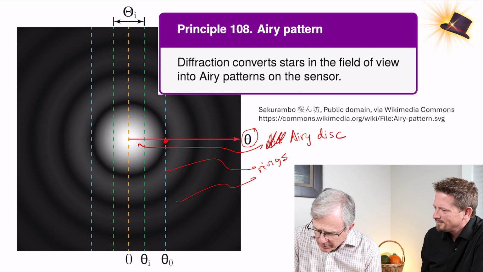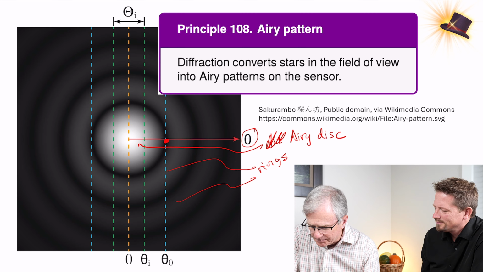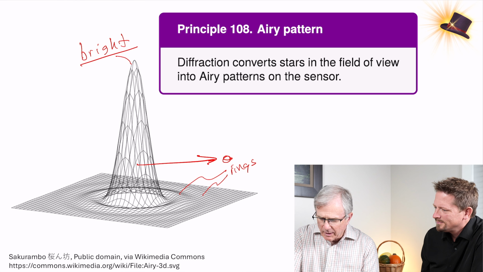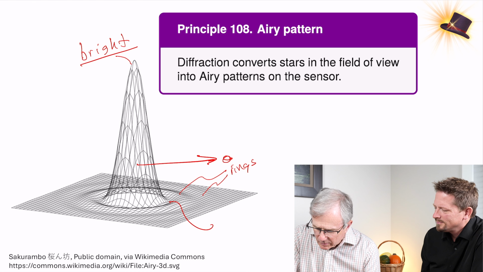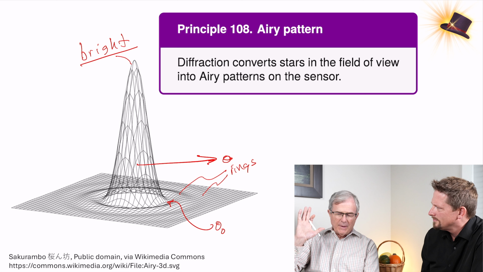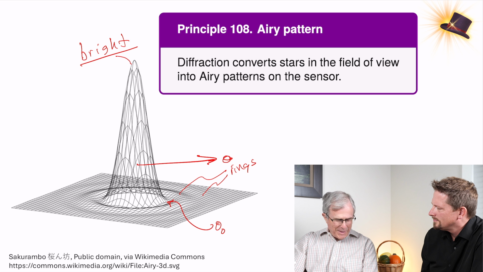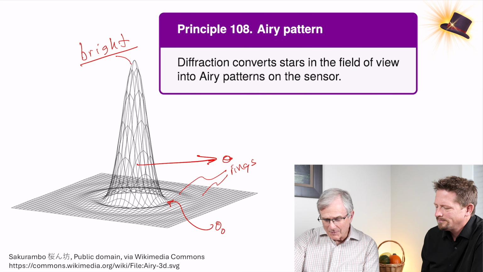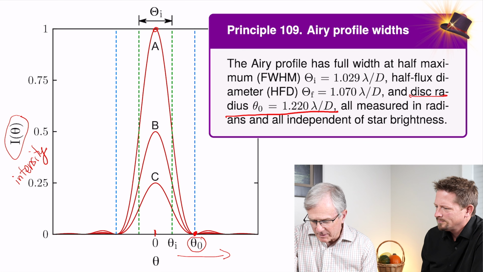So here's theta naught. That's where the black ring is, just outside the Airy disk and just before the first ring. Here, this is where theta 0 is, right there where it reaches a minimum. The reason I'm spending so much time on this one is that it's the origin of the very famous Rayleigh criterion or Rayleigh limit, which you'll find quoted on every telescope when you look at telescope advertisements.